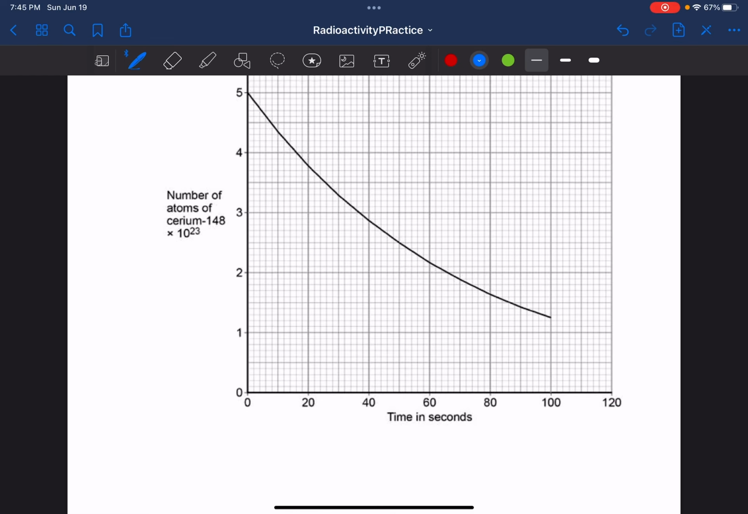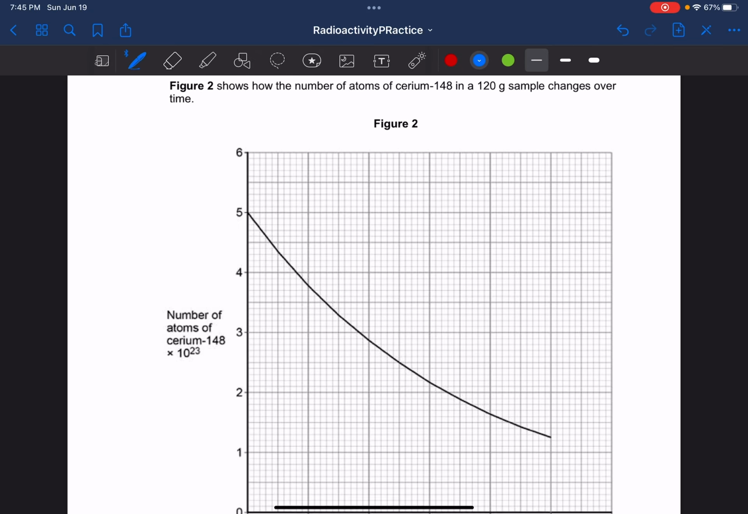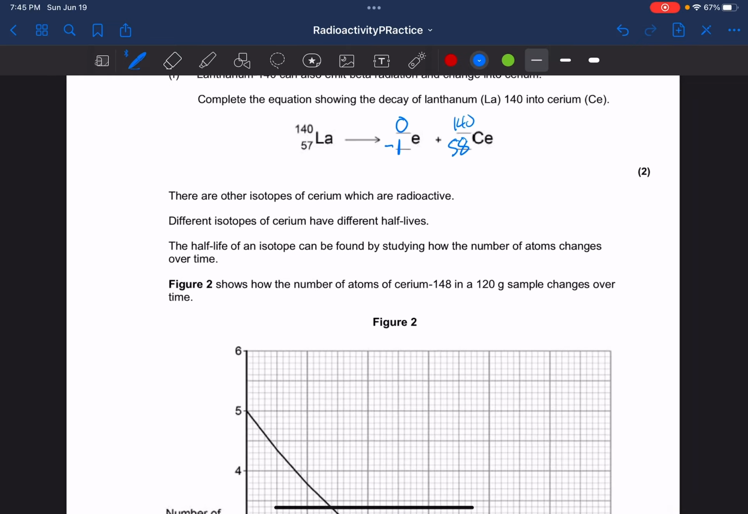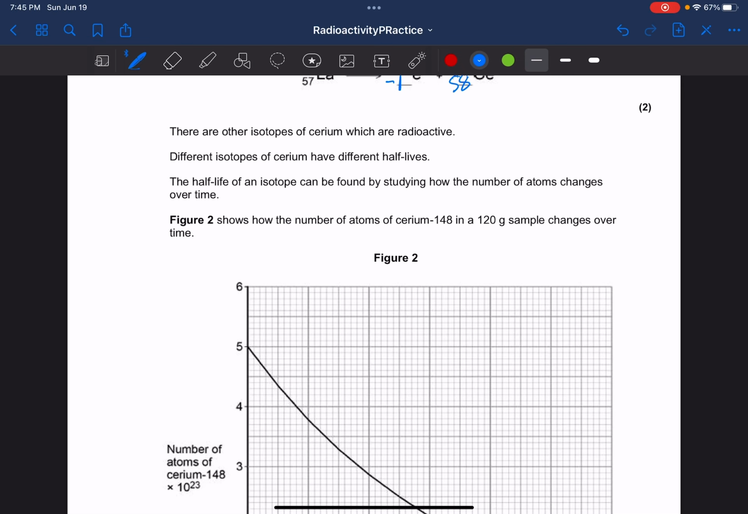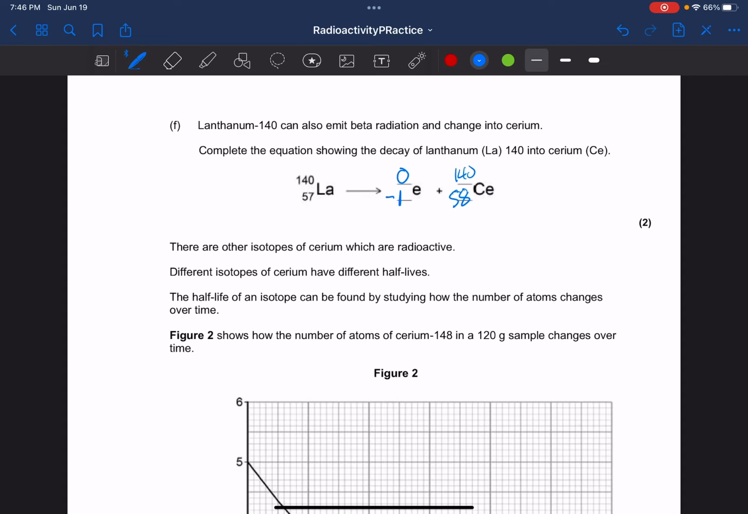And here we go, a half-life question, where we're looking at a half-life graph, or decay graph, that you could use to figure out half-life using the number of atoms and time. Different isotopes have different half-lives. The half-life of an isotope can be found by studying how the number of atoms changes over time. True. So, use data from figure 2 to determine the ratio of the number of cerium atoms in the sample when it was 100 seconds old compared to when it was 350 seconds old.